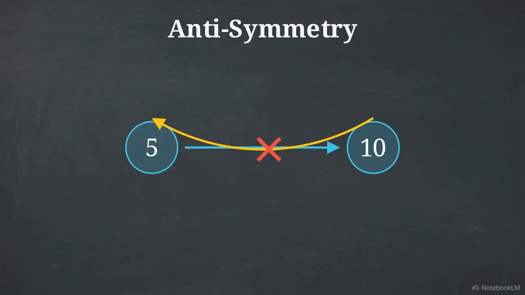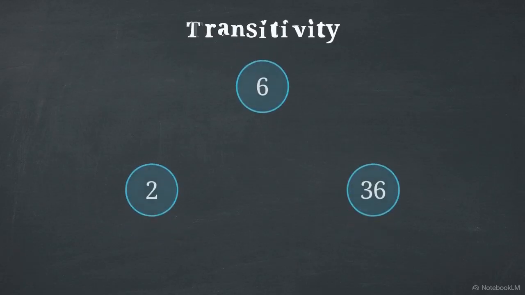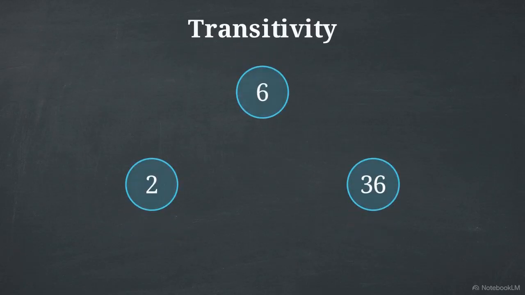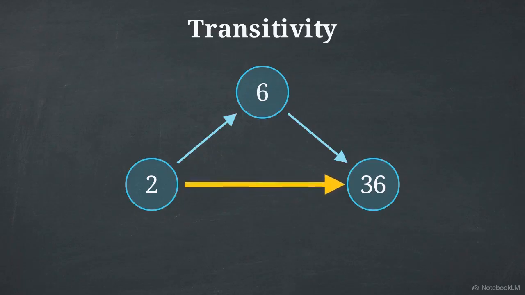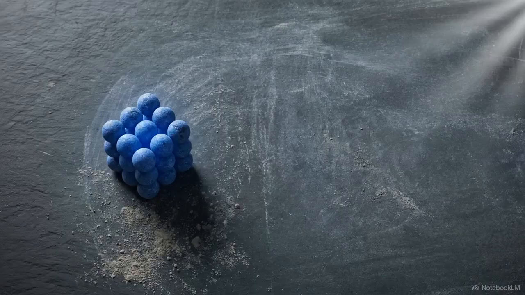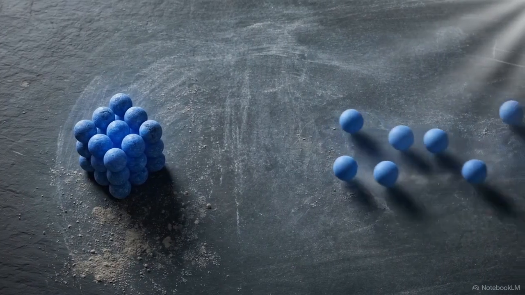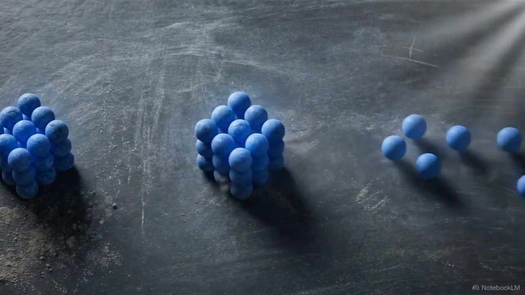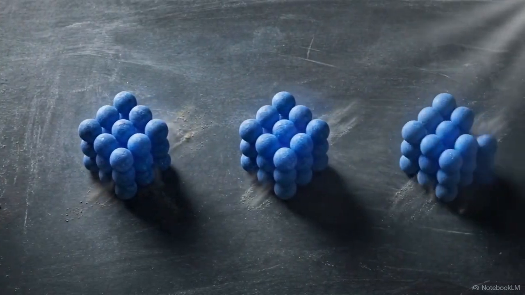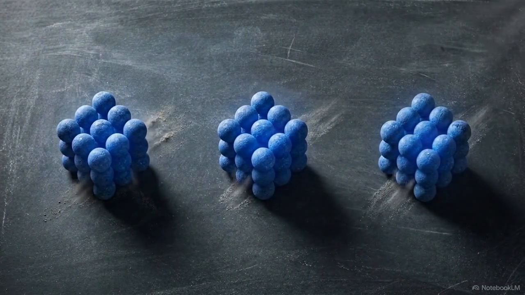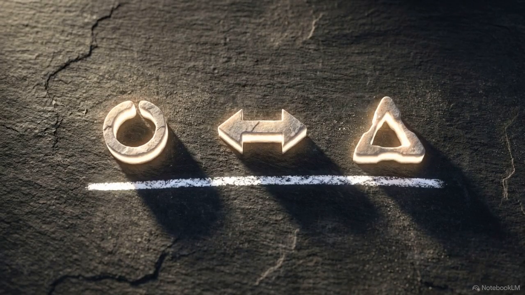The third property is transitivity. Here, independent connections bridge together to form new, guaranteed logical links. If 2 divides 6 and 6 divides 36, the transitive property ensures that 2 must divide 36. When a relation is simultaneously reflexive, symmetric, and transitive, it generates a structure that mimics the properties of equality itself. A relation that satisfies all three properties is known as an equivalence relation.